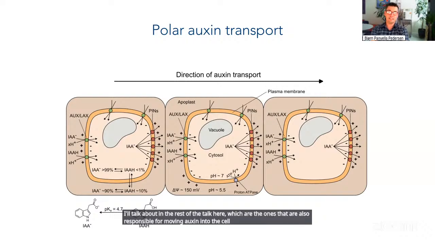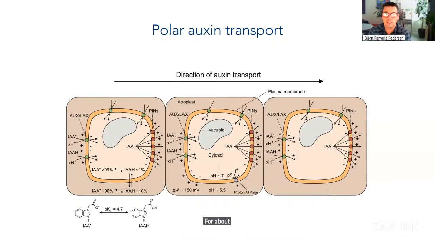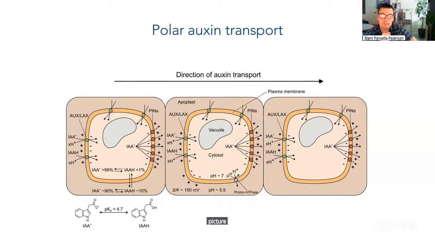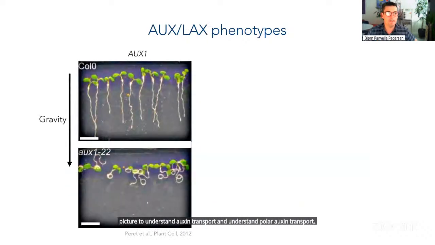So it turns out that this passive diffusion of auxin into the cell only accounts for about 25% of the total amount of auxin moved into the cell in Arabidopsis, and approximately 75% of the transport is actually mediated by the AUX/LAX family. So it's a very important part of a larger picture to understand auxin transport and polar auxin transport. Okay, good. So let's look at some AUX/LAX phenotypes.